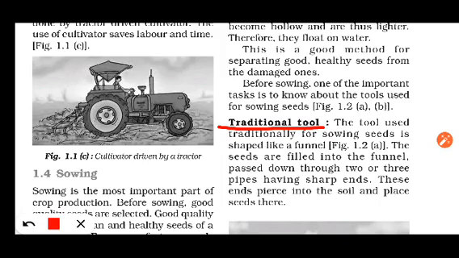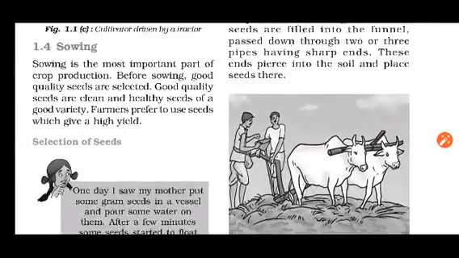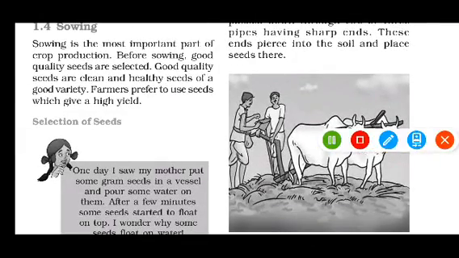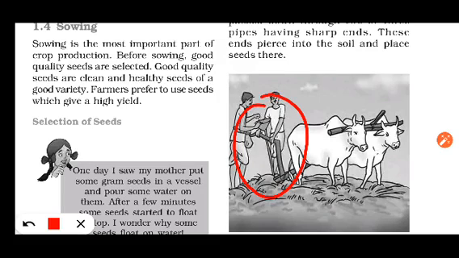The tool used traditionally for sowing seeds is shaped like a funnel. This tool which we are talking about is funnel shaped. The seeds are filled into the funnel. Let me show you the diagram first. Here you can see. This is like a funnel, and the funnel is connected to a long metallic pipe, and this metallic pipe pierces into the soil and leaves some seed there, but it cannot pierce very much deeper.